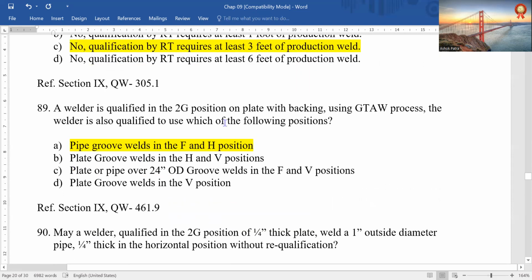A welder is qualified in 2G position on plate with backing using the GTAW process. The welder is also qualified to use which of the following positions? Pipe groove welds in F and H position.